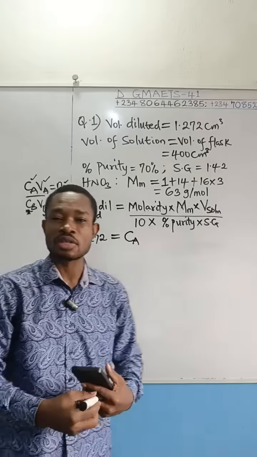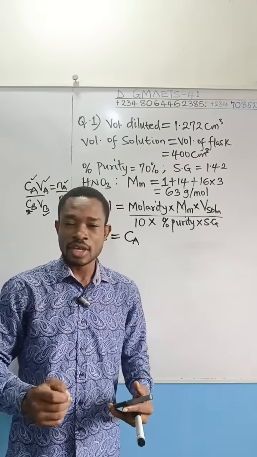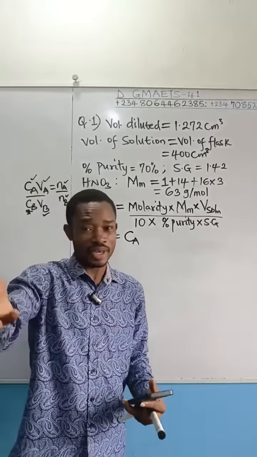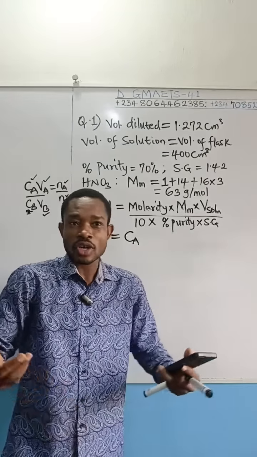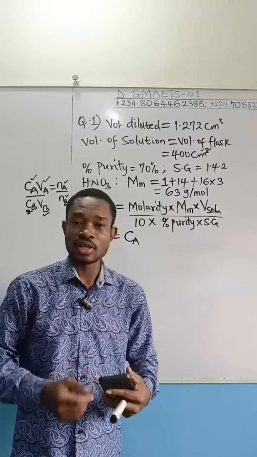Molarity is the same as molar concentration. It is the same as concentration in mole per dm cube. It is the same as CA, or CB if it is a base you are talking about. And of course, there are some questions where your examiner will use the word solubility. So it is still the same as solubility.